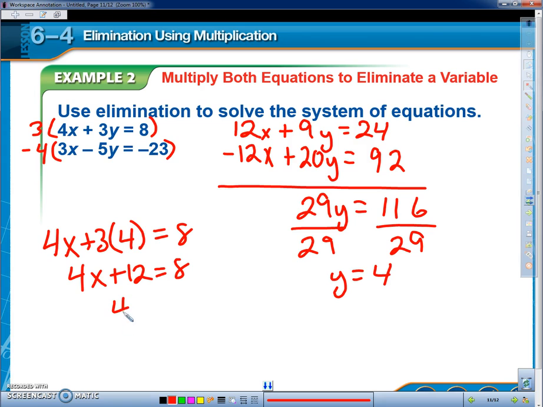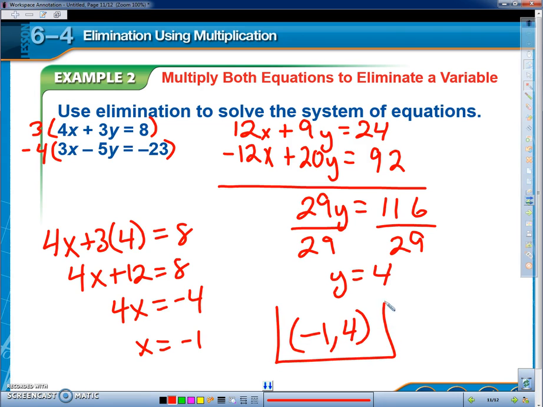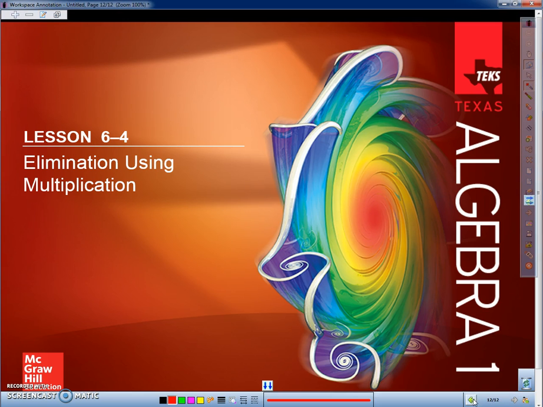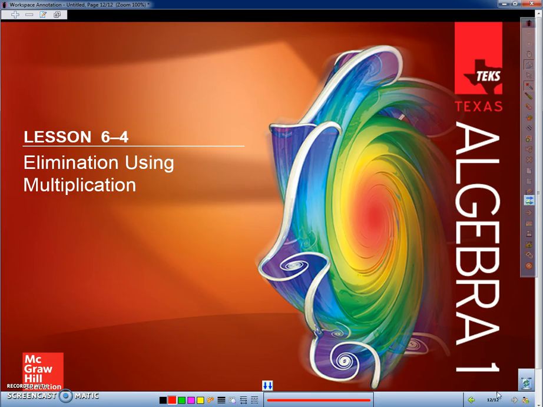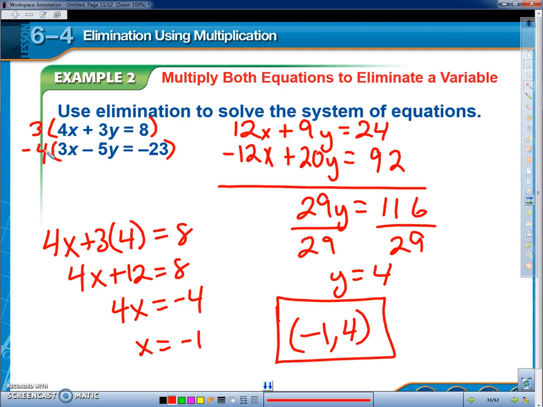Subtract 12 from both sides. 4x equals negative 4. x equals negative 1. So our solution to the system of equations is negative 1, 4. And if we put it back in, it will check out. Okay, well, that's it. I'm trying to keep this short and sweet for you. We will do some practice on this. It's pretty easy stuff once you understand, like this one, where you may have to multiply both lines by something so that you can eliminate it out.